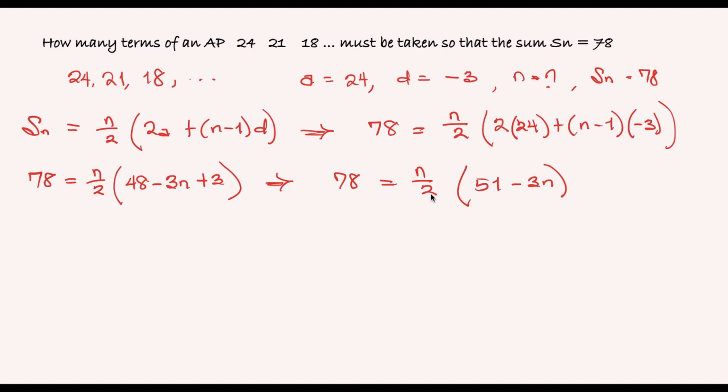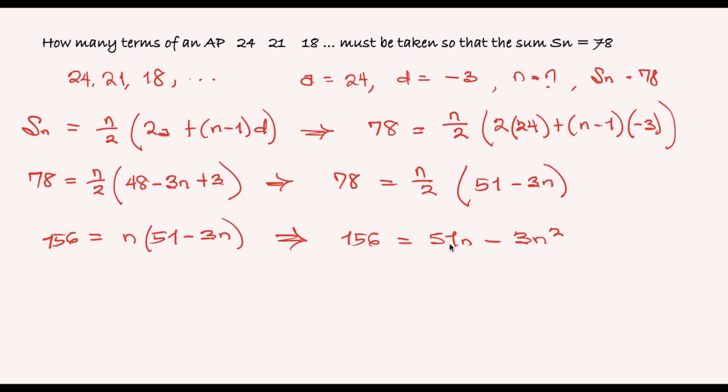So if we cross multiply, we can take 2 over to this side. So we have that 2 multiplied by 78 is equal to 156 equals n into 51 minus 3n. I'm trying to go through everything step by step so that we don't get confused. And now we have that 156, if we expand this bracket, is equal to n multiplied by 51 is 51n, and n multiplied by minus 3n is equal to minus 3n squared.